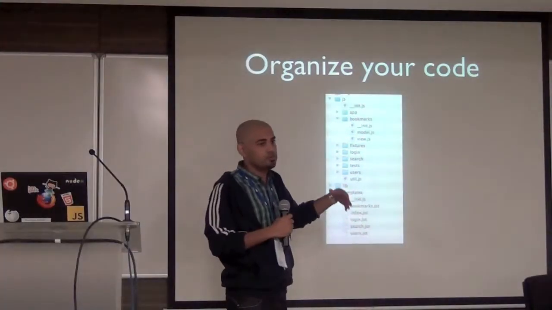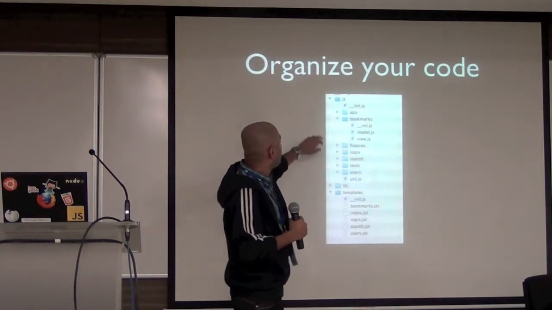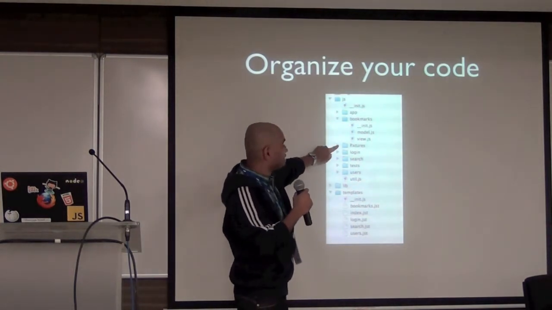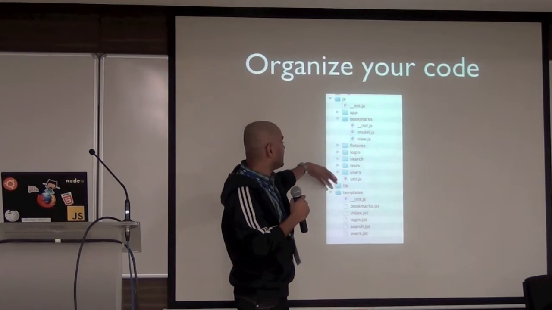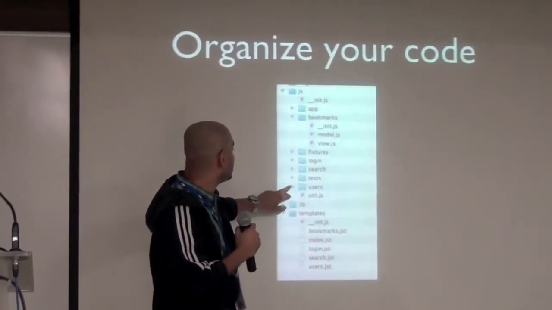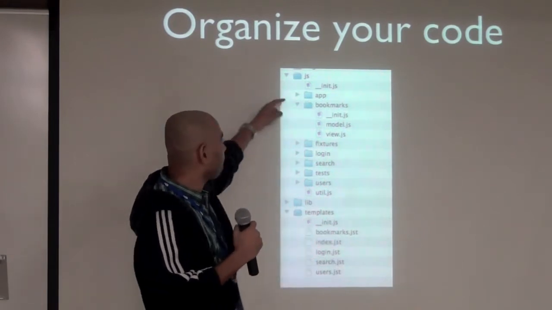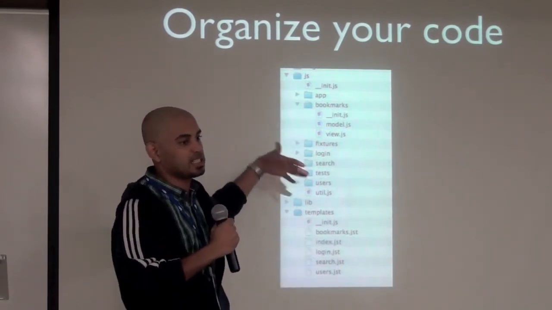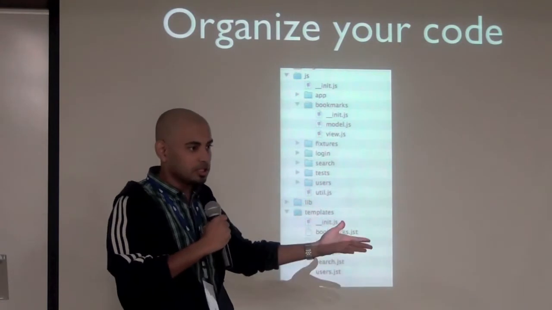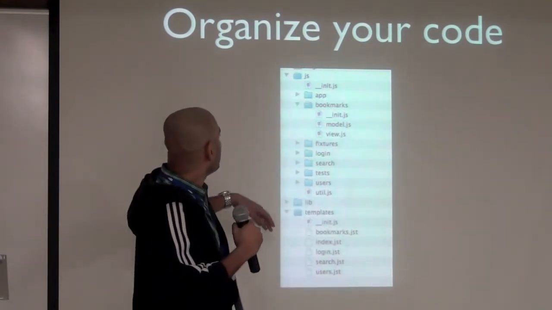It could be Jade, it could be Mustache, it could be anything like that. You can also have fixtures that I'll talk about later. You have, let's say, tests, which also I'm going to talk about later. Then a util.js, which will contain all the utilities that you need. You can have a folder called shims, where you'll probably add your HTML5 shims, things that are not available in the browser, but you would like them to be available.